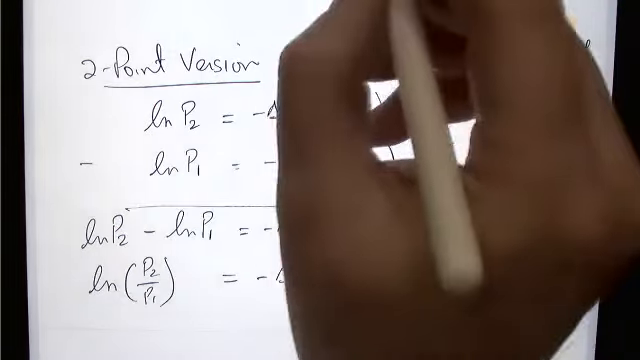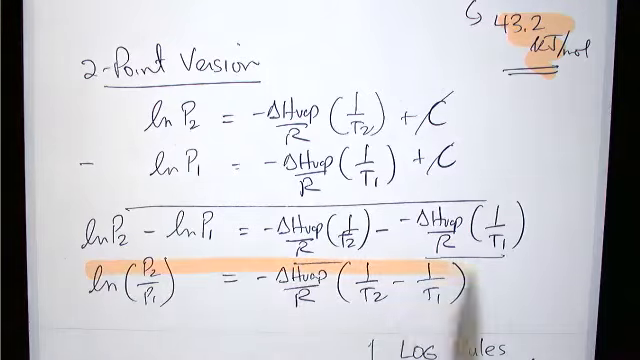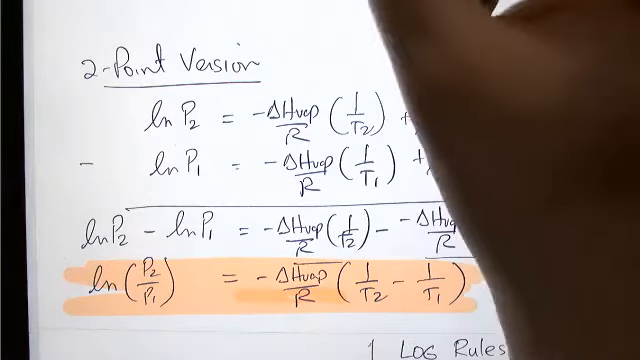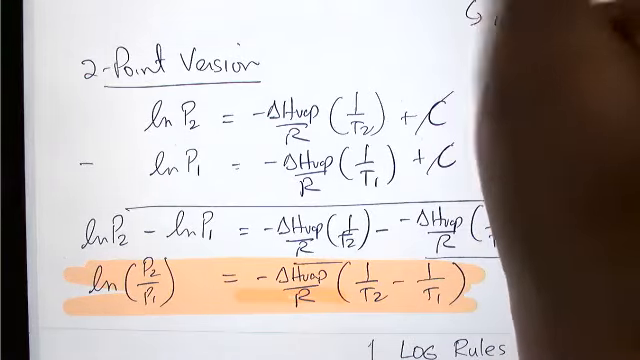So there is the 2-point version of Clausius Clapeyron. If you look in your data booklet on the formula sheet on the bottom right-hand side, you'll see that this is written right next to the original version of Clausius Clapeyron. A couple of things to note before we use the equation.